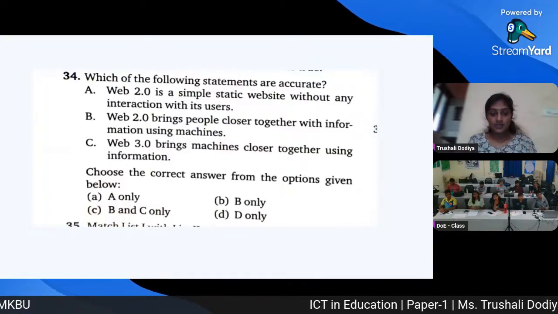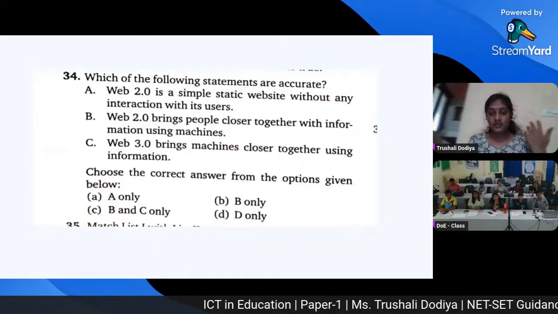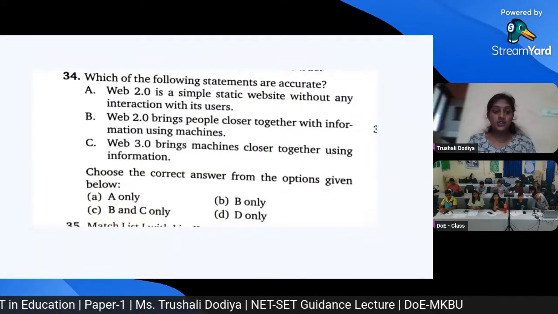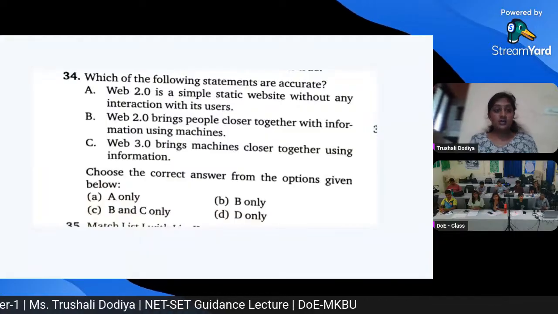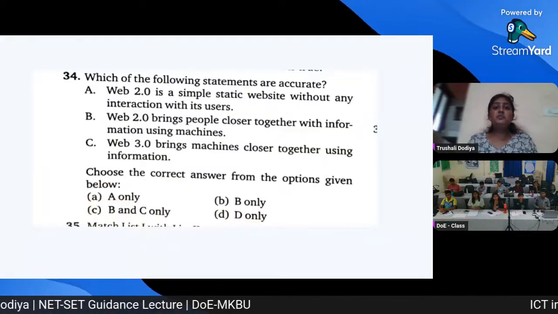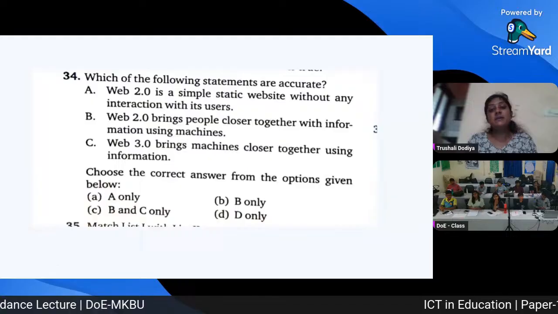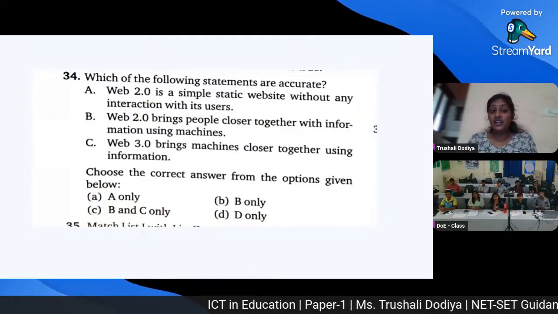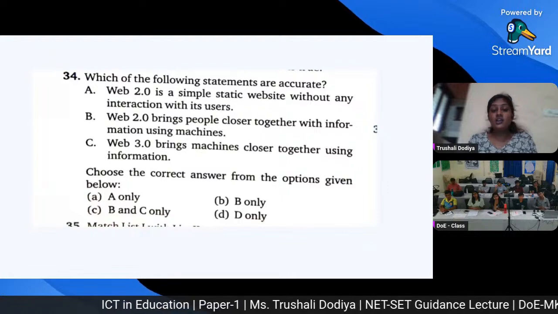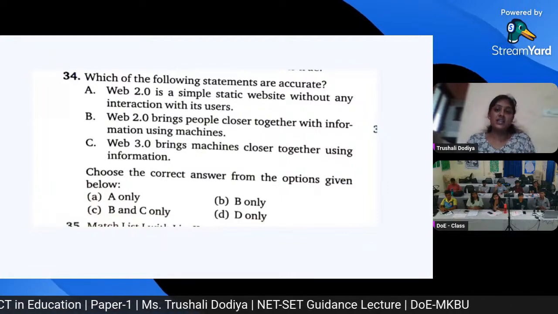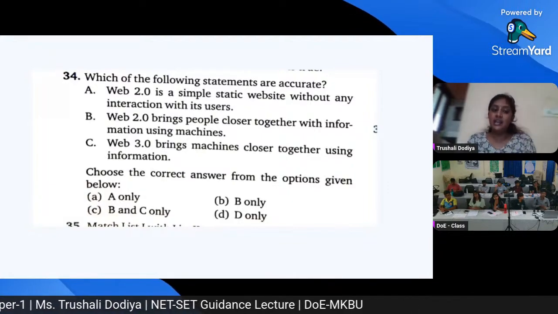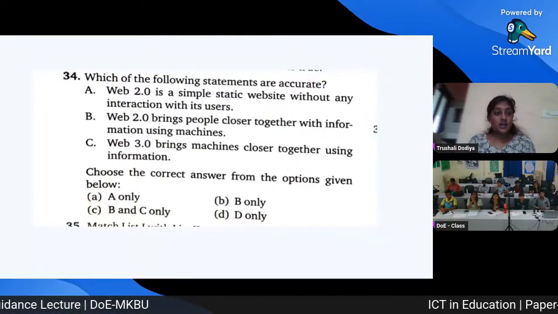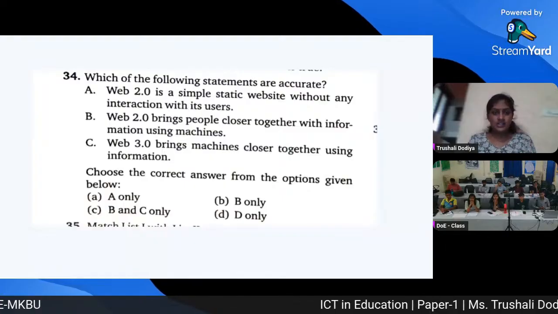If you can remember Web 1.0, 2.0, and 3.0 evolution. First statement: Web 2.0 is a simple static website without any interaction with its users. Web 2.0 is not a simple static website, but it was a bit dynamic in terms of reader and creator, both things. So A is not correct.